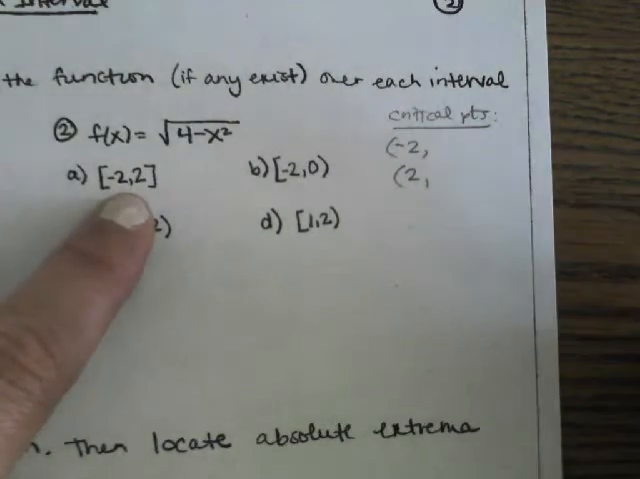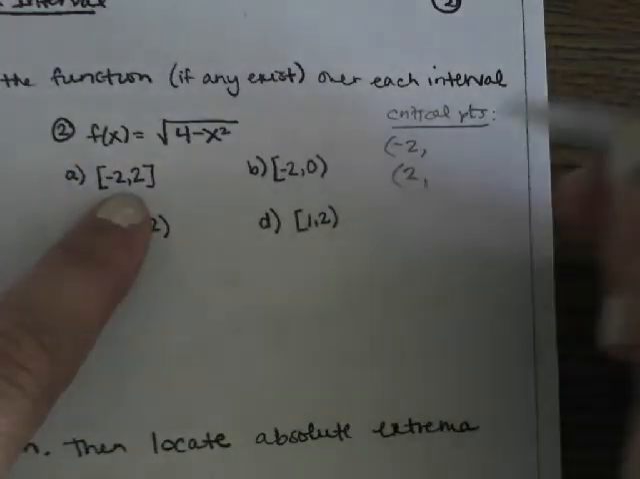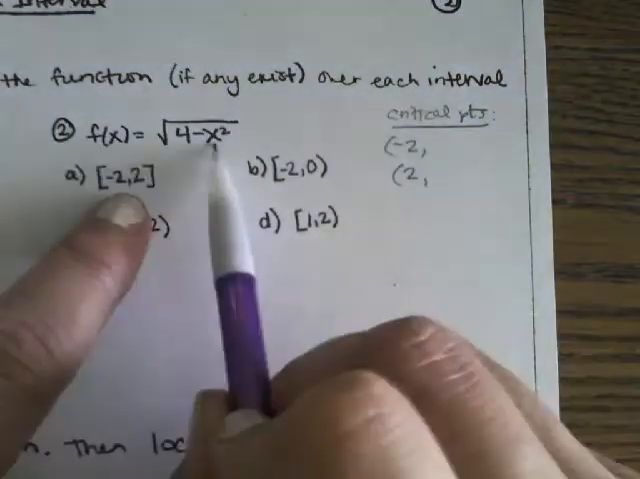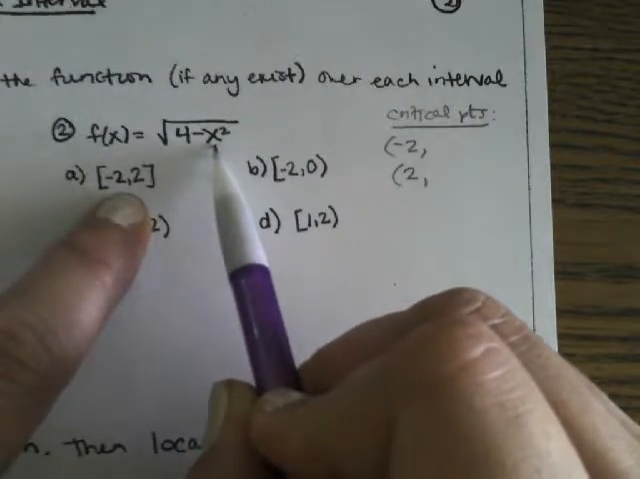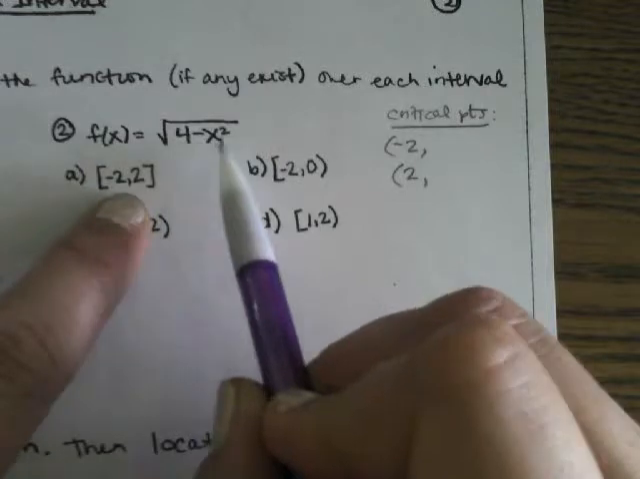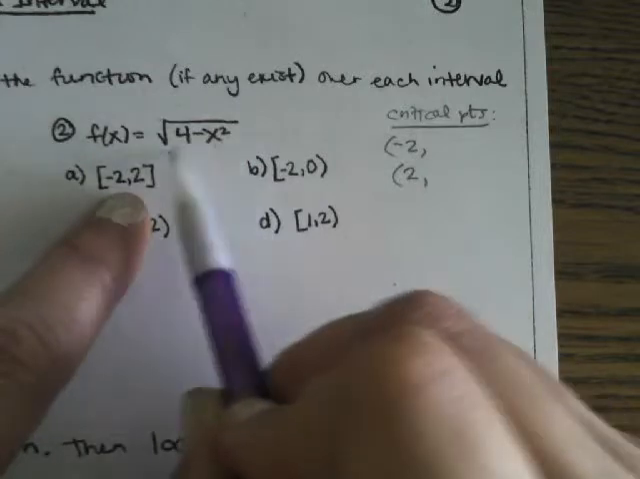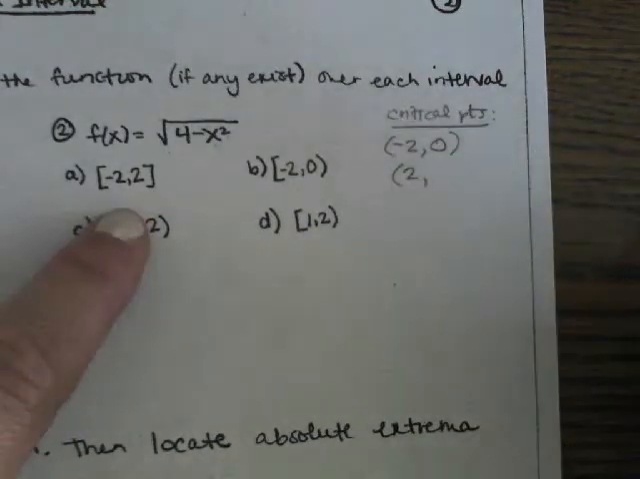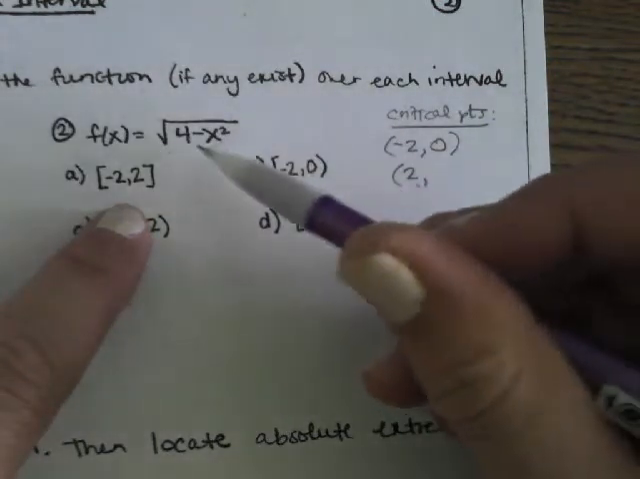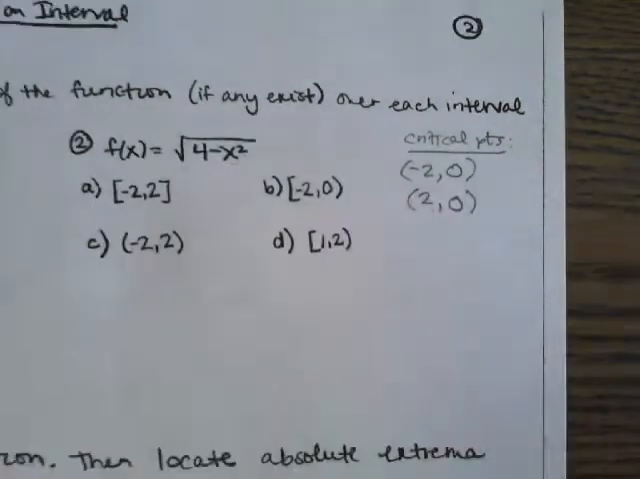What's the y coordinate that goes along with negative 2, Bryce L? I plug in negative 2. What's negative 2 squared? 4. What's 4 minus 4? 0. Square root of 0 is? Good. And if I plug in a 2, 4 minus 2 squared is 4 minus 4 is 0 also. That's just our endpoints. We also have to take our derivative.